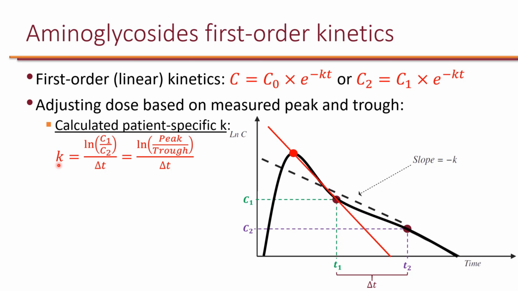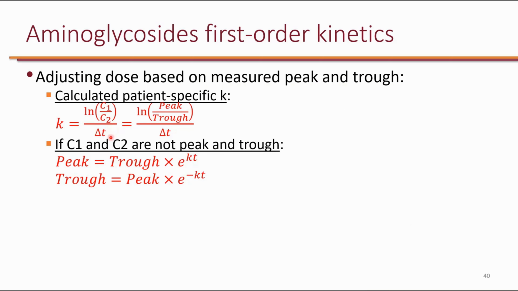Now, what's different about this K as opposed to the K that we calculated previously is that previously we used population data to estimate the K, so that's not very specific to the patient. But now, because we have two levels from the patient, this K is specific to the patient. So we call this individualized pharmacokinetics as opposed to population-based kinetics. Of course, if C1 and C2 are not true peak and trough, you can extrapolate. So you can say the equation is peak equals trough times e to the KT, or another way of saying it is trough equals peak times e to the negative KT. Again, these are all the same equation. It's just a matter of rearranging them to get what you're looking for.